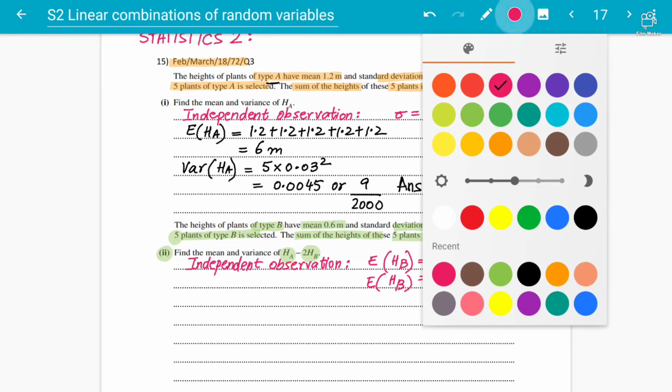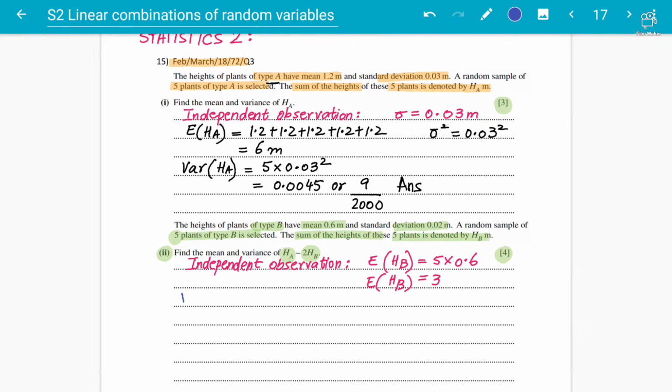Okay, and if you want to find out the variance of HB, it will be again the same thing, the standard deviation. It's like just doing the second part, same as the first part. So I'm not going on to this random variable, this linear combination, at the moment. I'm just solving what the random variable for type B is, and what the variance of that will be.